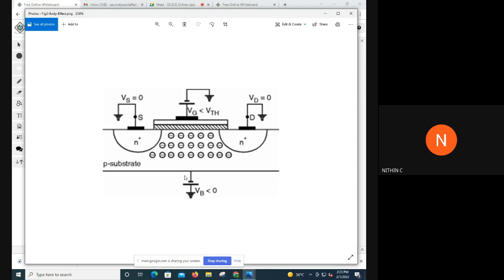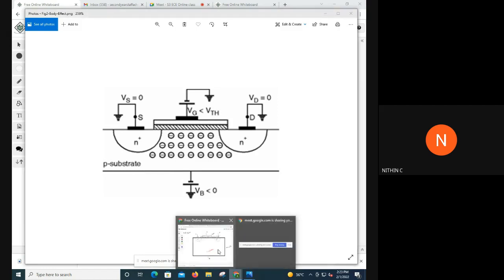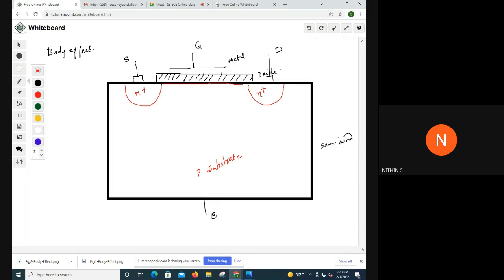VB less than 0 means we are applying a potential to the P substrate, the P junction. This is the P substrate. When I apply a negative potential here, what happens to the depletion layer which was already present over here? There was a depletion layer when VB was 0. When VB was 0, you had a depletion layer width of this much.